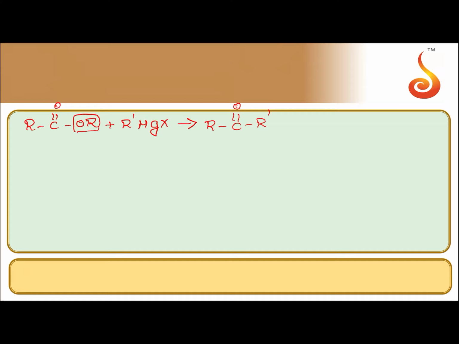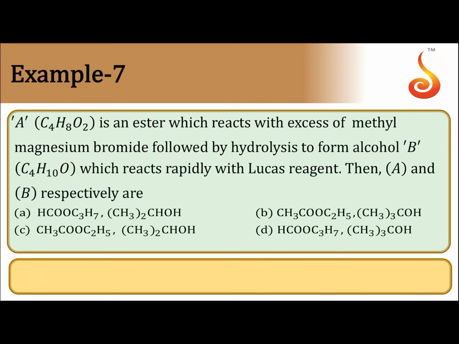But in this given question, excess of Grignard's reagent is taken. So the formed ketone again reacts with Grignard's reagent. When ketone reacts with Grignard's reagent followed by hydrolysis, what will we get? Tertiary alcohol. Now let us see the shortcut for this. Remove the double bond, put H here and R of Grignard's reagent here. So what will I get? R C OH R dash R dash. This is a tertiary alcohol. Means we are getting a tertiary alcohol here.